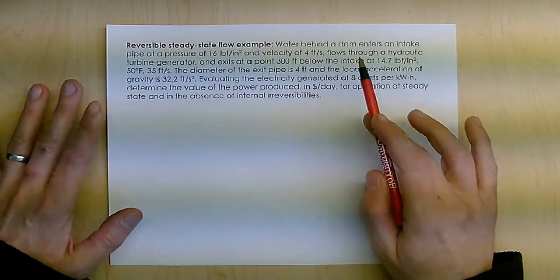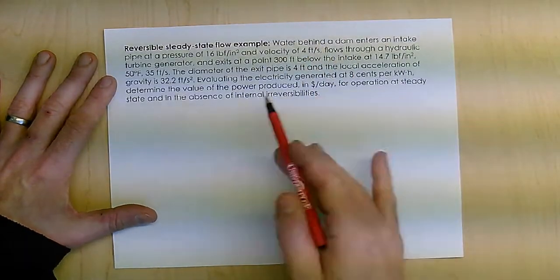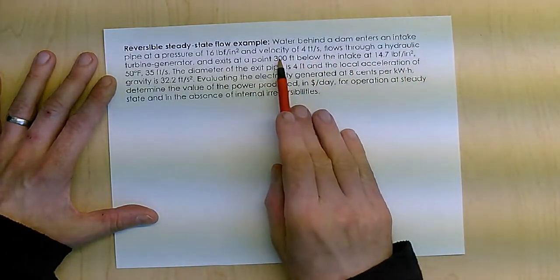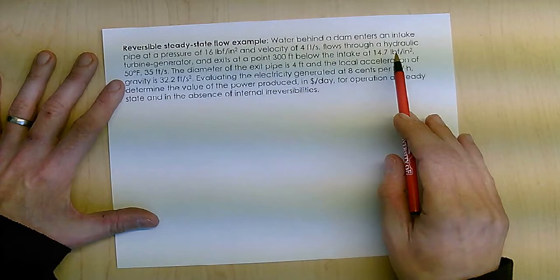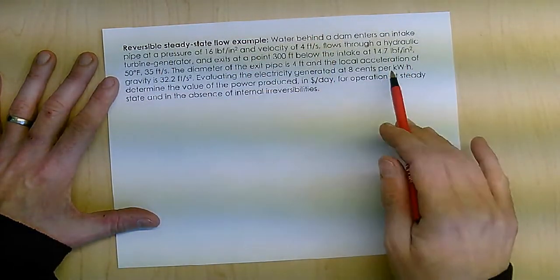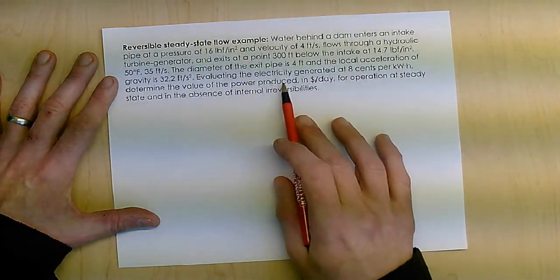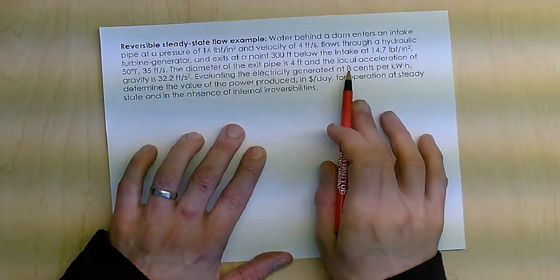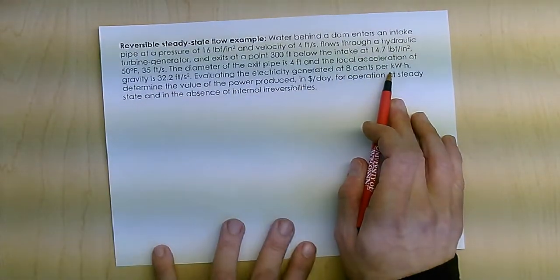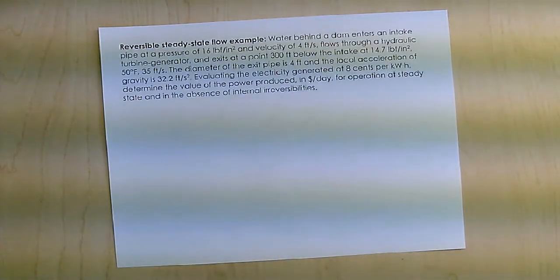Okay, here I've got water behind a dam. This is liquid water. It comes in at this pressure and velocity, goes through the turbine, and exits 300 feet below with that pressure, velocity, and temperature. We've got some diameters. We know the acceleration is 32.2. I know that I can get 8 cents per kilowatt hour for my electricity. I want to figure out how much money per day I can make for steady state operation.